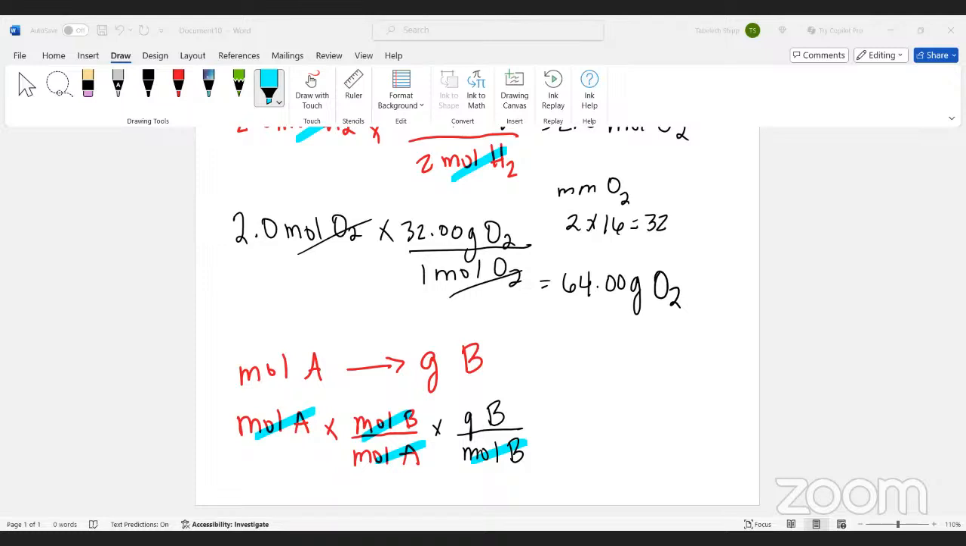Now, when they ask you which is the limiting reactant, you're going to note the one that produced the smallest amount. This is the smallest number, right? So the compound that produced the smallest amount was the iron 2 oxide. That's how you determine which one is the limiting reactant: the one that produced the smallest amount.